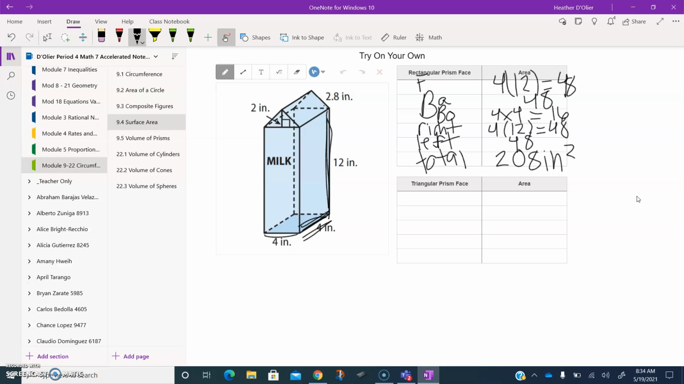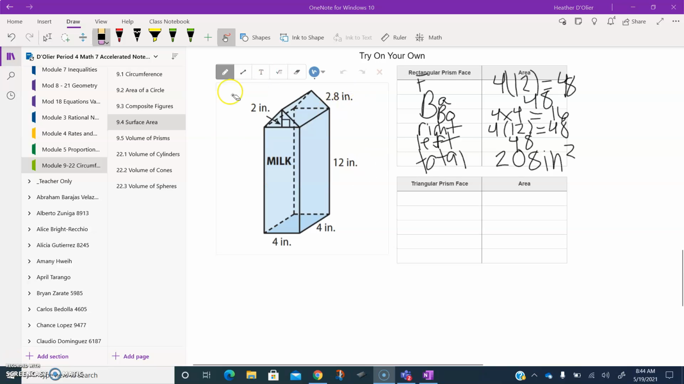Okay, so I've worked on that rectangular prism. Now I need that triangular prism. I've got a front, I've got a back. I don't have a top. It literally doesn't exist. It's not physically there. And I don't have a bottom because this piece doesn't exist. It is not in existence. So I don't have a bottom.